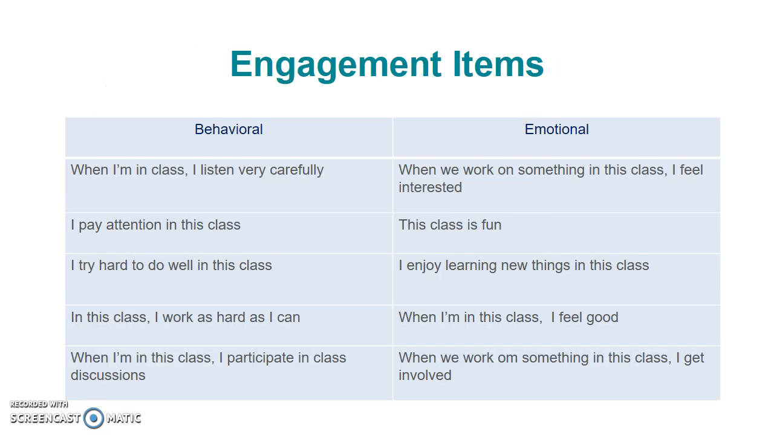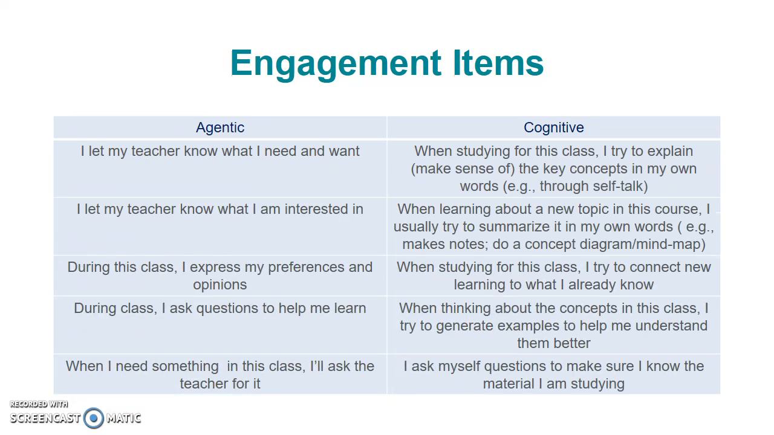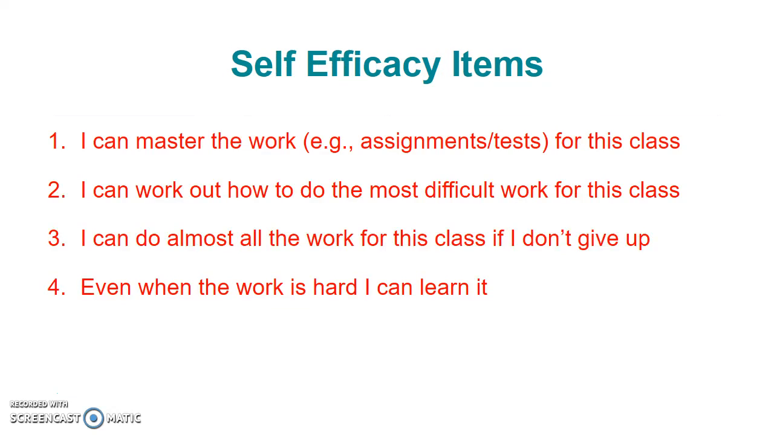So there you go. There's the items that we're using: behavioural, emotional. Again, you can download all of these, and agentic and cognitive engagement. And finally, we talked about self-efficacy. Well, here are the self-efficacy items. So if students feel they can do the work and that they can do it when it's challenging, that's a pretty good measurement of their self-efficacy in this context.